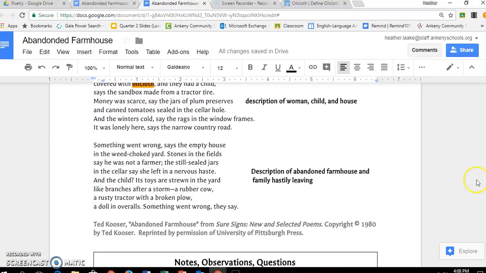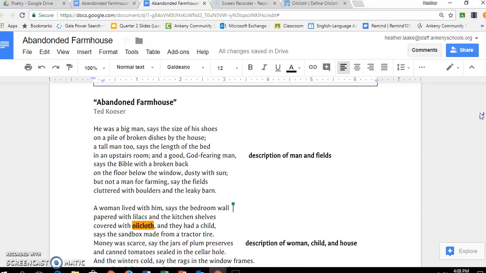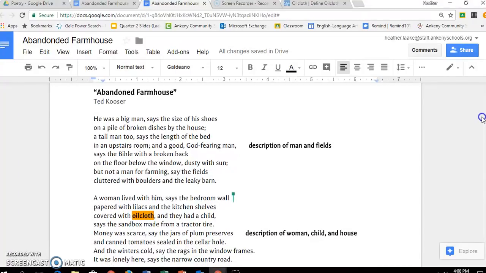And then in the last stanza, it describes a weed-choked yard, so the yard's been sort of neglected, an empty house, so it's abandoned. It was abandoned quickly, and toys are strewn in the yard like branches after a storm. So here the title matches the description in the poem very closely.